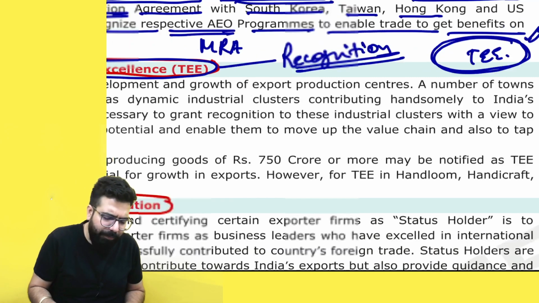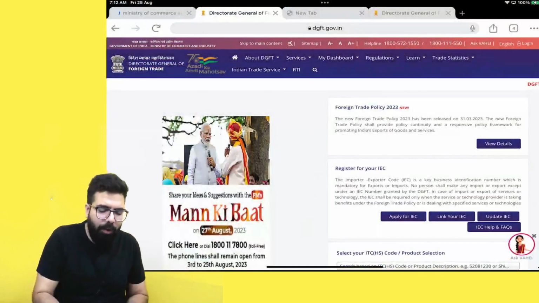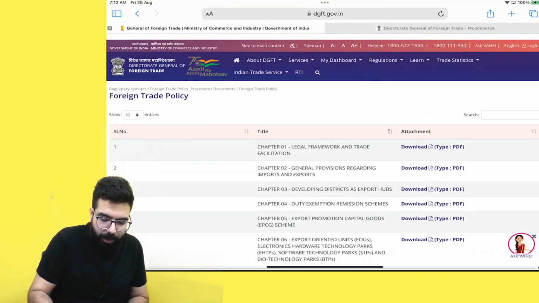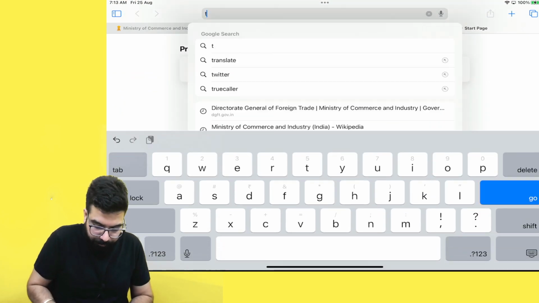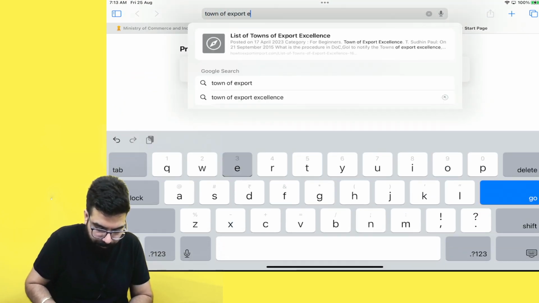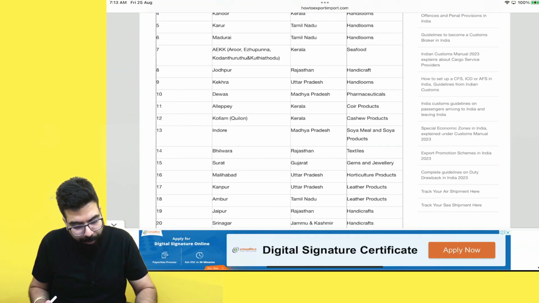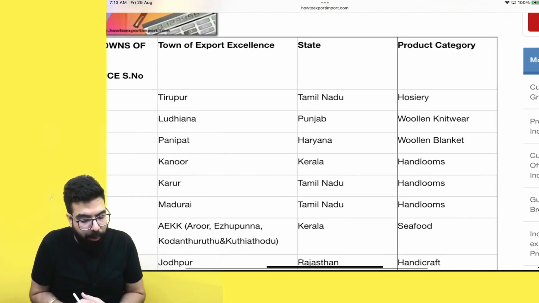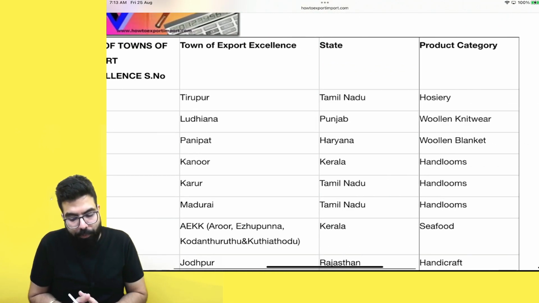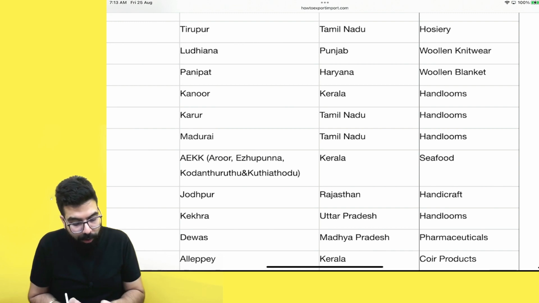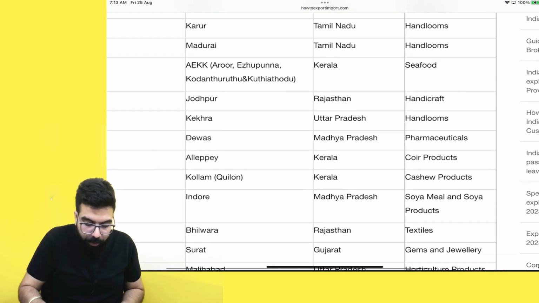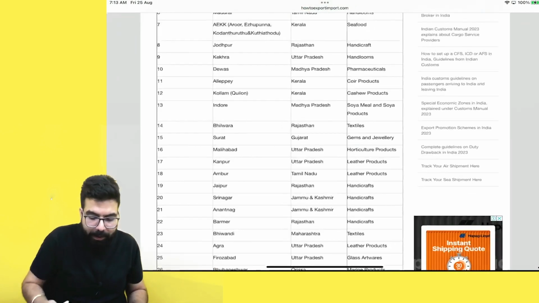Sir, can you tell us what are the various towns of export excellence? See, I'll show you over here. Town of export excellence. One minute. See, these are the various towns of export excellence. For example, Tirupur in Tamil Nadu, hosiery; then Ludhiana, Punjab, woolen knitwear; then in Kerala, Kannur handlooms. All these are towns of export excellence.